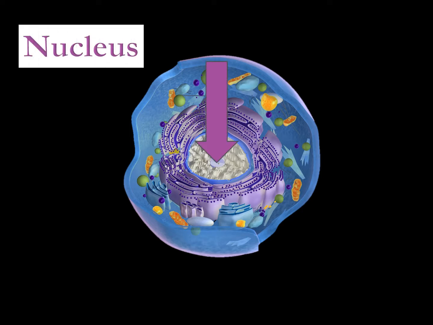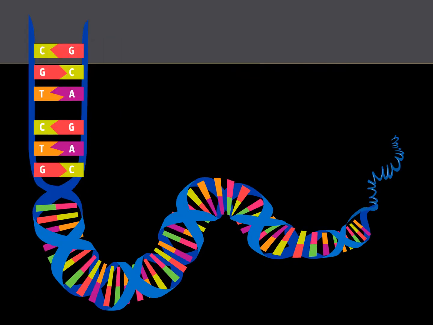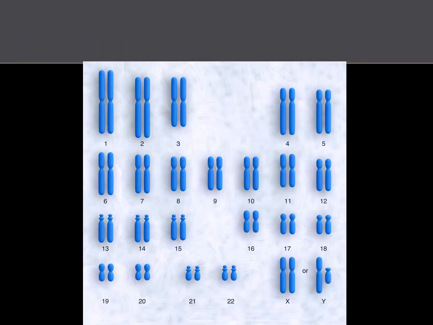The nucleus is the command center or brain of the cell. Inside the nucleus of every cell in your body is your DNA, the complete set of instructions for making a you. But all of your DNA is not found in one long strand. It is actually located in multiple shorter strands called chromosomes.